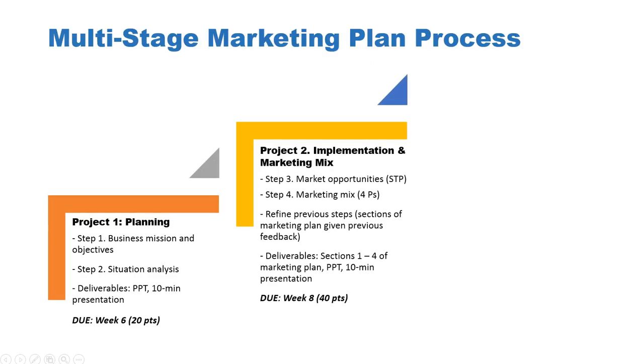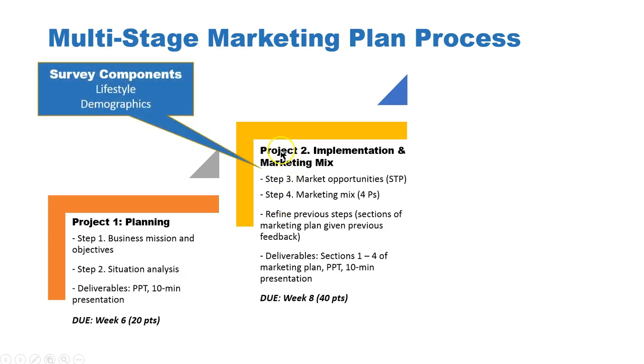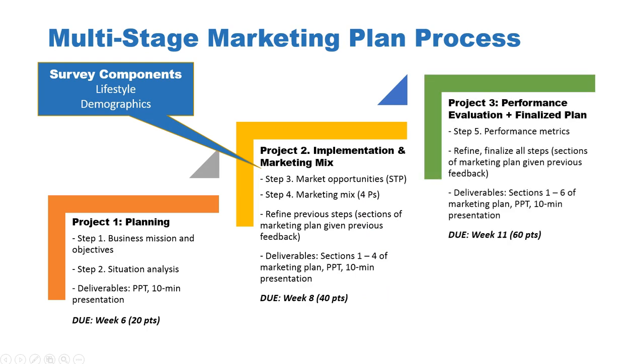Another way to look at this is in terms of where it will appear in the stages. So project 1 is in the planning, and then project 2, the implementation marketing mix, and you'll see here step 3, marketing opportunities, as part of the STP process. So that's where you will conduct a survey, and again, that survey will inform the kinds of strategies you develop for the marketing mix, or the 4 Ps. And then the last stage is project 3, where you put together some performance evaluation metrics and finalize your plan.